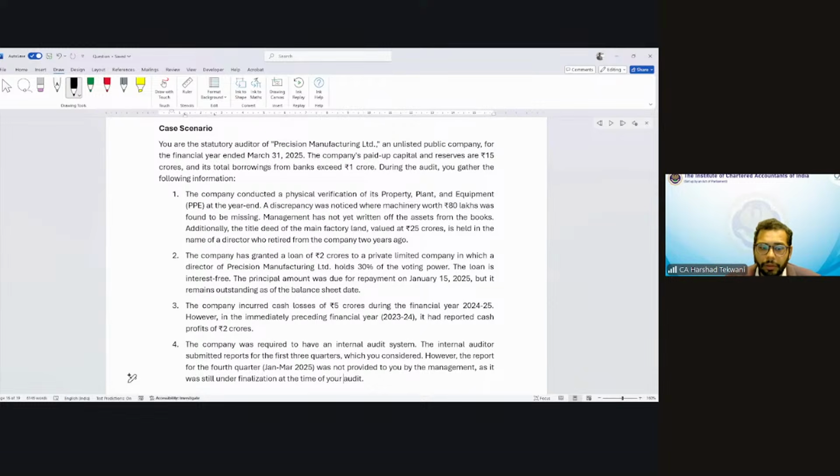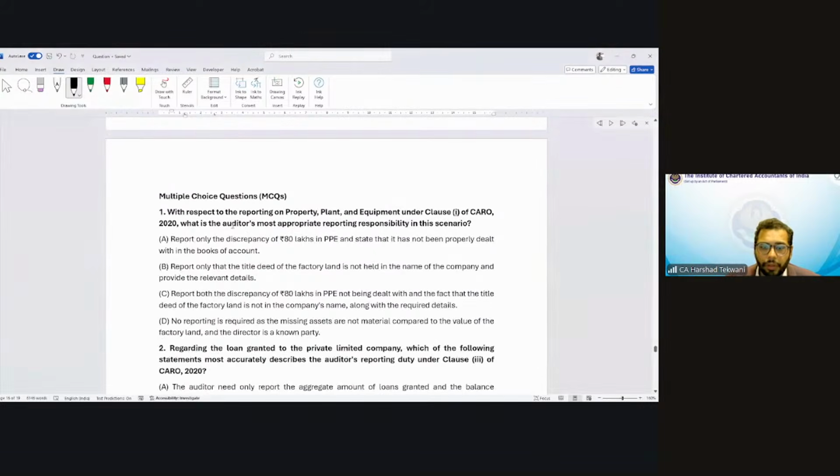So let's take the question also simultaneously so that you guys can have an option. Okay, so here is question number 1. With respect to the reporting on property, plant, and equipment under Clause I of CARO 2020, what is the auditor's most appropriate reporting responsibility in this scenario?